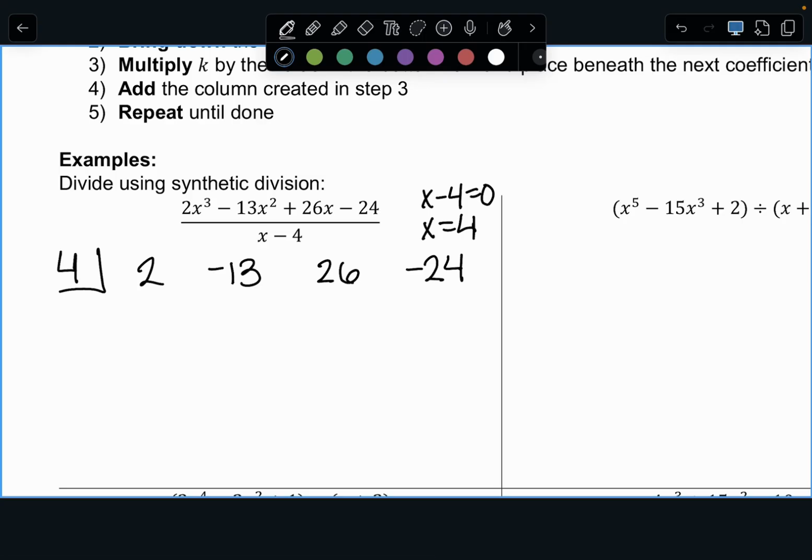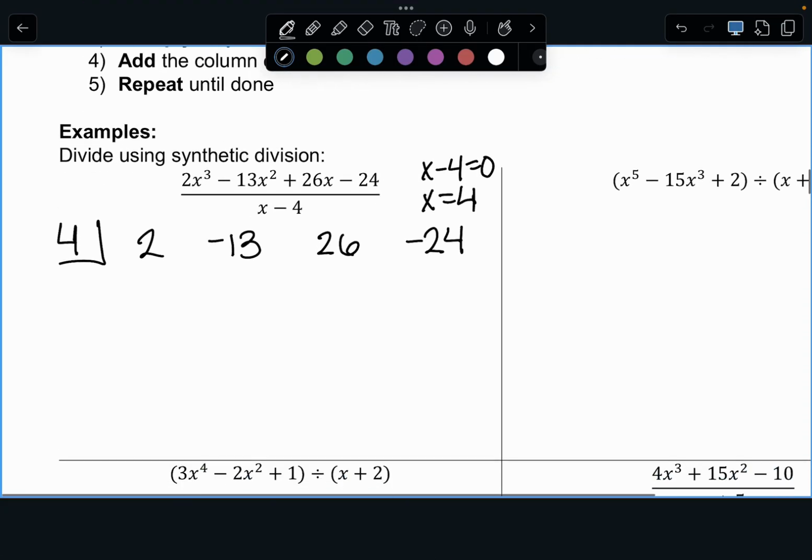You set this up. Step 2 is you bring down your first coefficient. This is going to be like an equal sign down here. So you bring it down. Step 2, and this is where it's kind of similar to long division. We take this number, we multiply it by the box number, and we stick the product in the next slot. So 2 times 4, we stick it right here in the next column. We put 8 there.